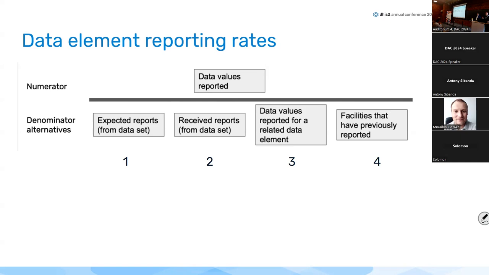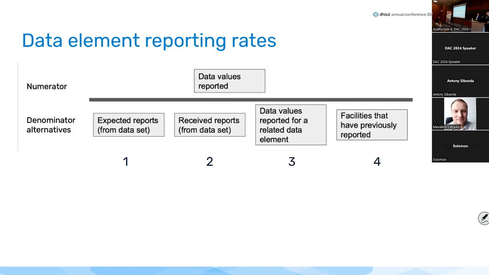So the first one is the denominator is the number of expected reports from the data set. So how do we know the expected reports? That's the org units that are assigned to the data set. So if you assign an org unit to a data set, then DHIS2 assumes that you're expecting that org unit to report on that data set. And so the number of org units that are assigned to that data set becomes the number of expected reports. And this is very easy to turn on in an indicator. It's just one of the tabs there. You just drop down and say number of expected reports and plug that into your denominator.